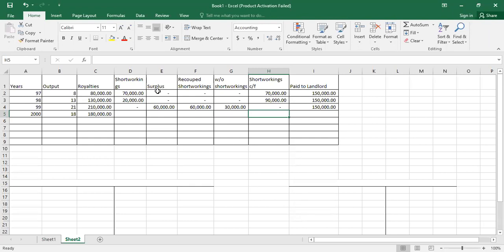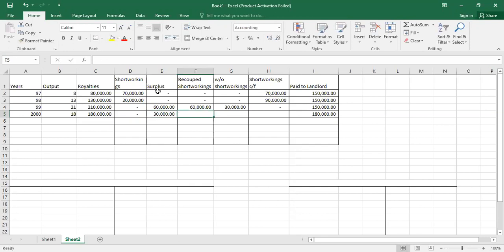So what amount are we going to pay to the landlord? We are going to pay the whole rent, isn't it? Because we are tied by the restricted recoupment of 3 years. So do we have short workings? No. We have surplus. No, we don't have surplus. We are supposed to be paying 150. The surplus is going to be 30.